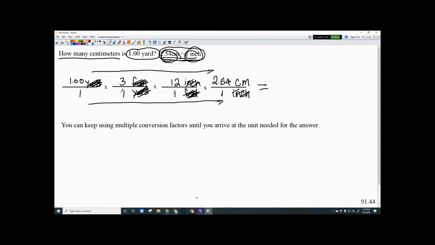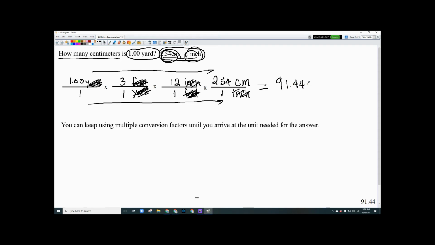Okay, so 1 times 1 times 1 times 1 is 1. So it's going to be some number over 1, which is just going to be the number that we have on top. So let's grab your calculators and let's calculate this with me. 1.00 times 3 times 12 times 2.54. You're going to get 91.44.